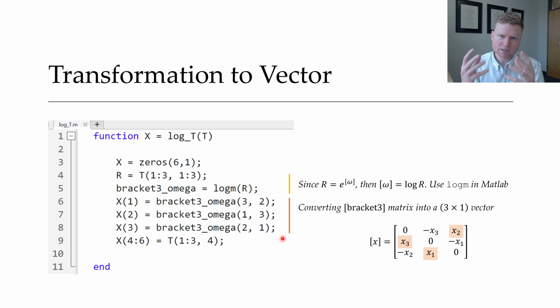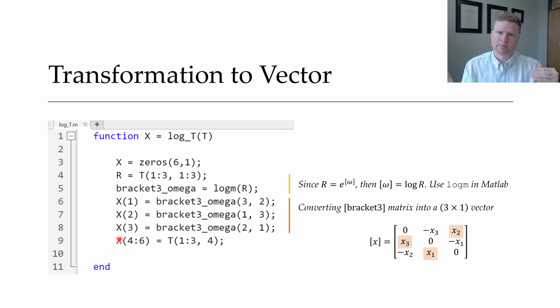It's a little bit cumbersome, but basically what I'm doing is taking a rotation matrix, using the logarithm to go back to my bracket 3 version of an angular velocity, and then finally pulling out the angular velocity from that skew symmetric matrix. And so I'm left with x1, x2, x3. That is omega. That's the angular velocity that corresponds to my rotation matrix R.